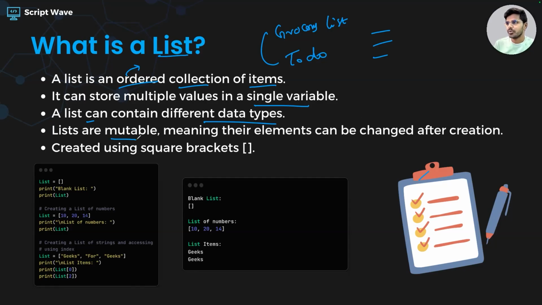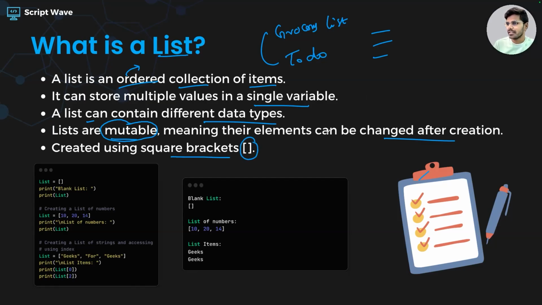Lists are mutable, meaning their elements can be changed after creation. So this is a very important point, mutability. That means we can make the changes, and all the updates we make will still stay in the older memory only. It will not create new memory. Created using square brackets. So this is very simple. You can use square brackets.